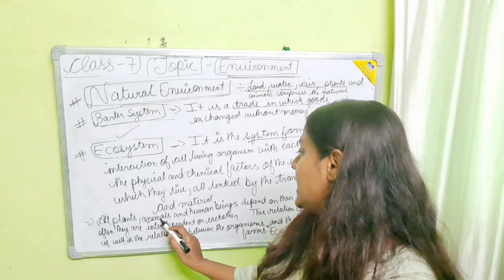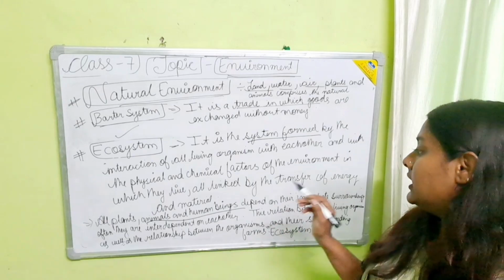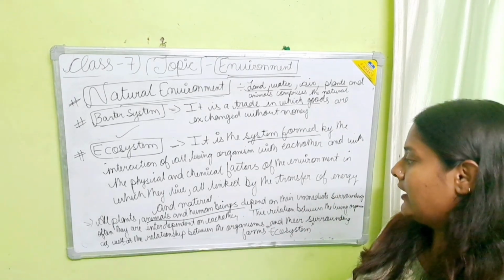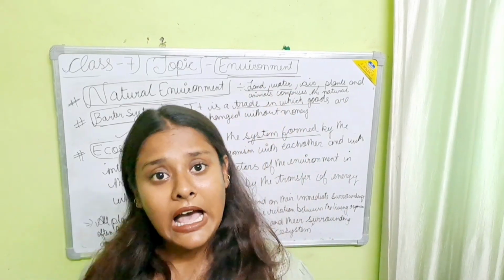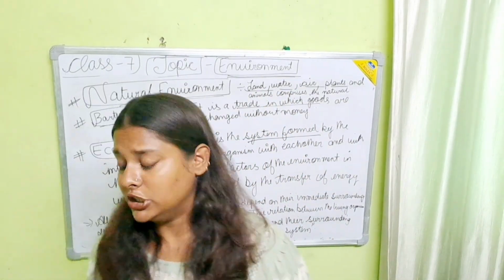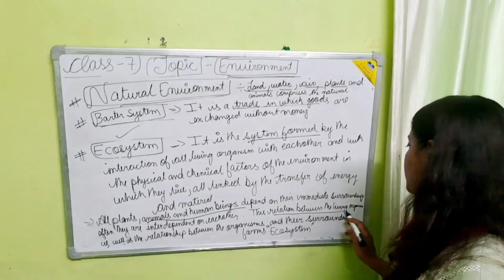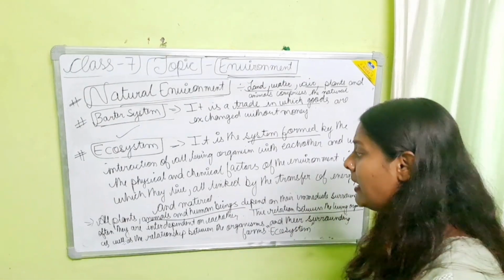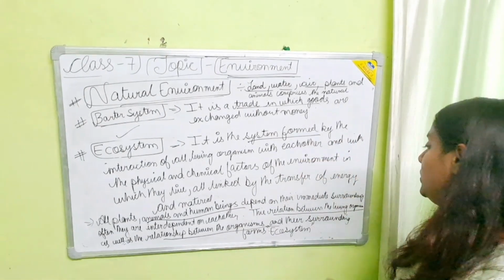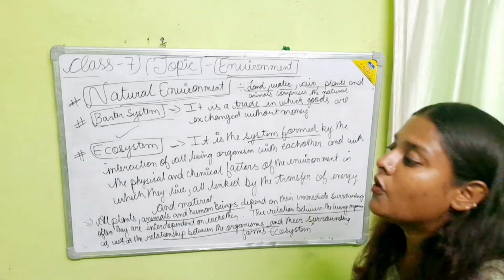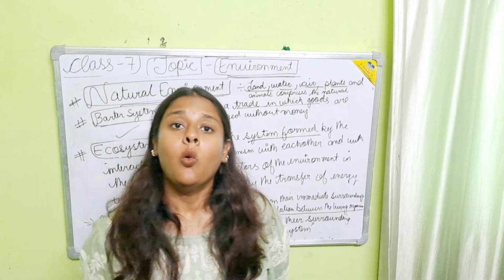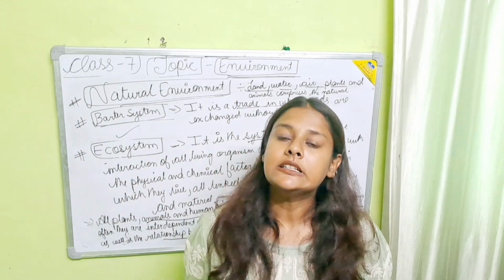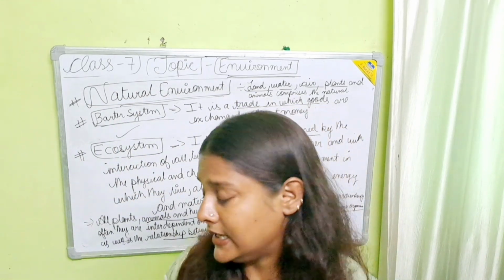All plants, animals and human beings depend on their immediate sources. Often they are interdependent on each other. Each and every individual is dependent and interdependent on each other. This relation between the living organisms as well as the relationship between the organisms and their surroundings forms an ecosystem. The dependency of one on another is regarded as the ecosystem.